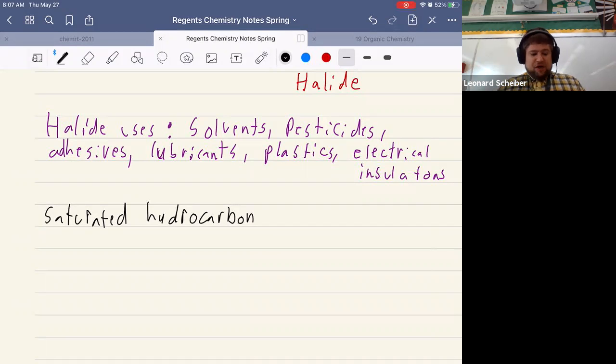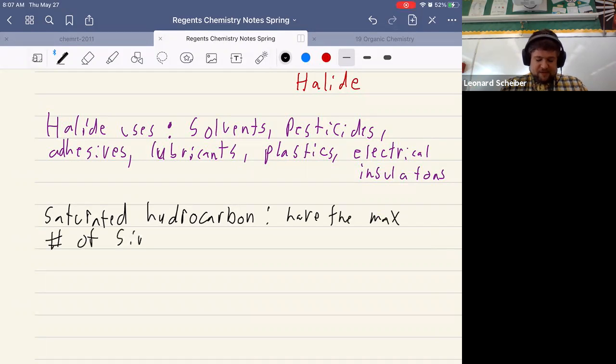So what is saturation? Well, a saturated hydrocarbon has to do with how many hydrogens are on our hydrocarbon. Saturated hydrocarbons have the max number of single bonds. All right. So alkenes and alkynes are unsaturated. So the only ones that are saturated are alkanes.